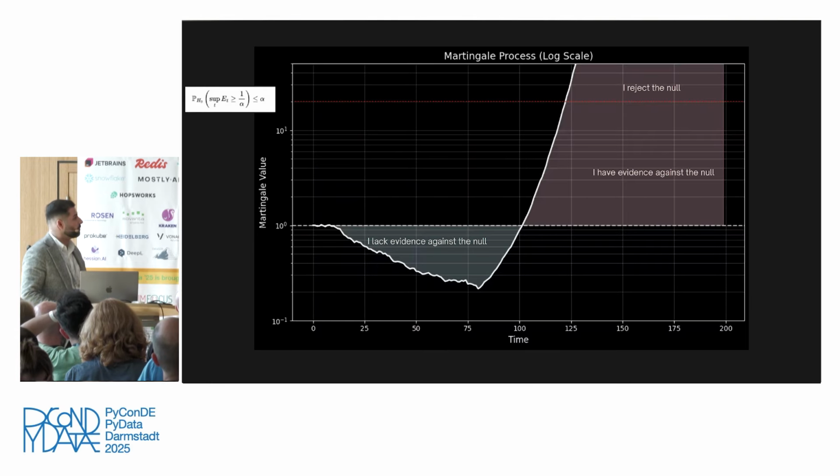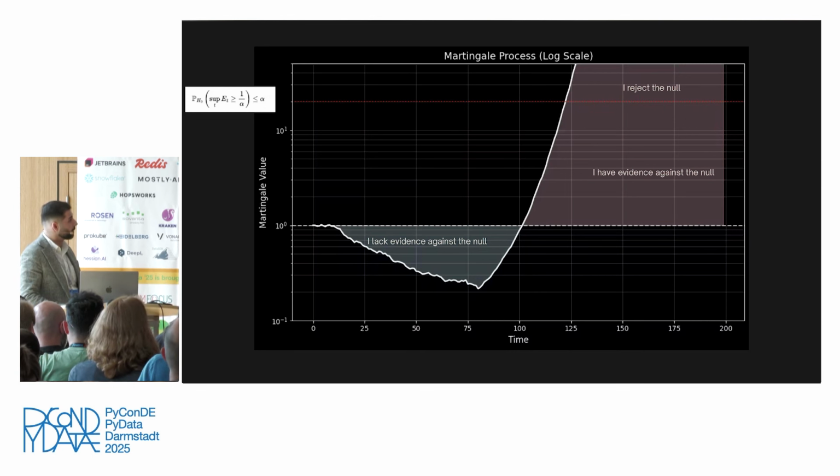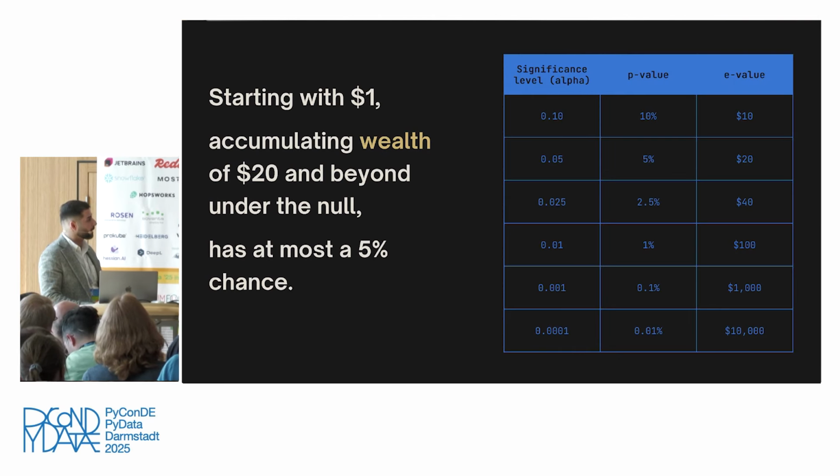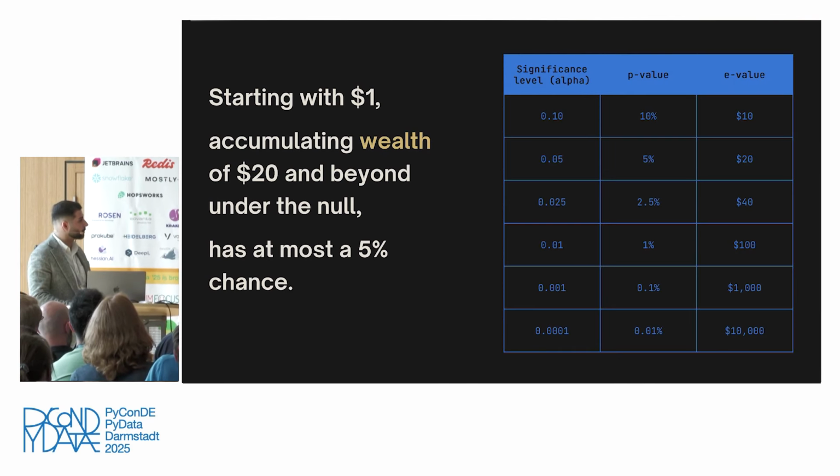And this is called Ville's inequality. It's Jean Ville, the French mathematician, who developed martingale theory into a more defined approach, or at least a defined theory, where it says that if you start with $1, accumulating wealth of $20 and beyond under the null has at most a 5% chance.